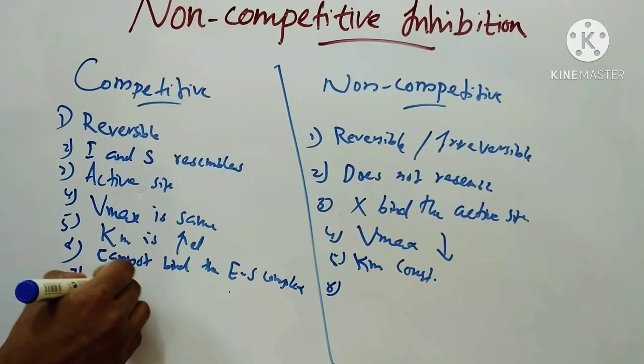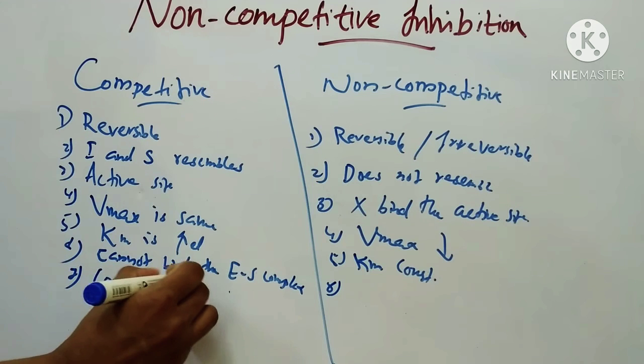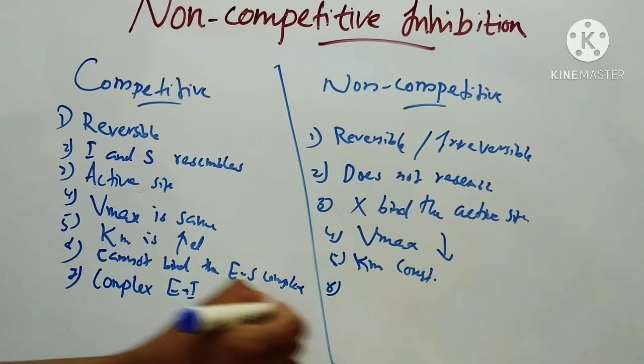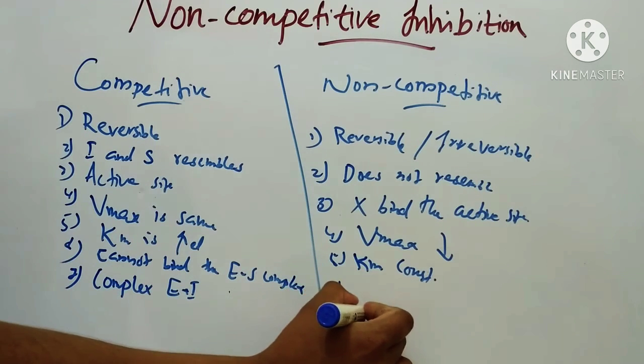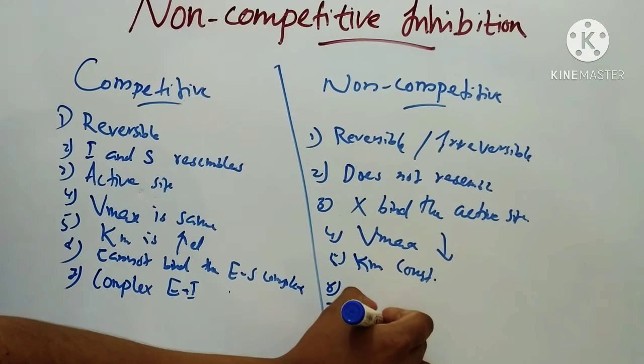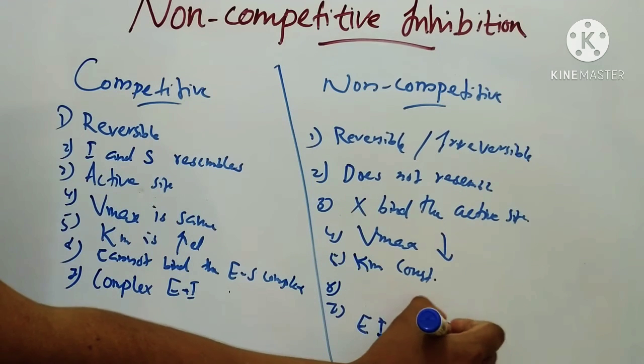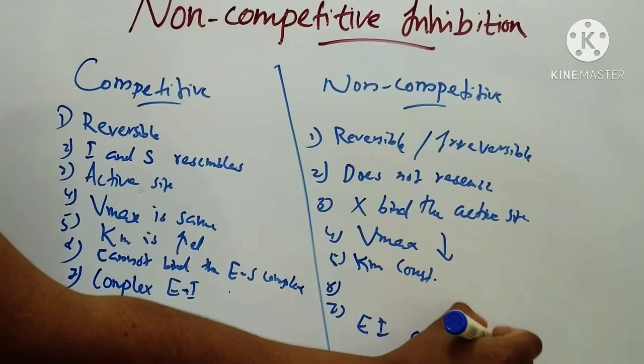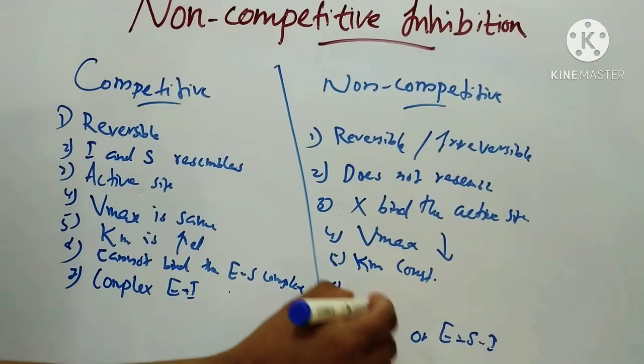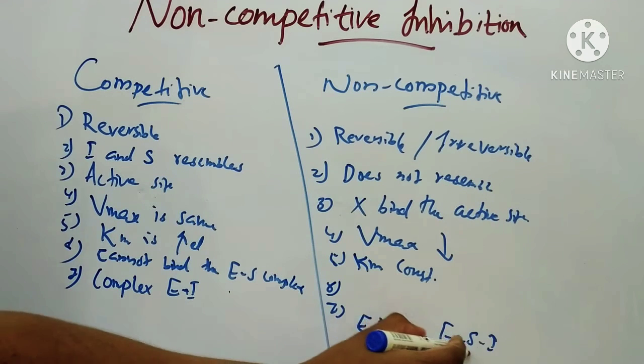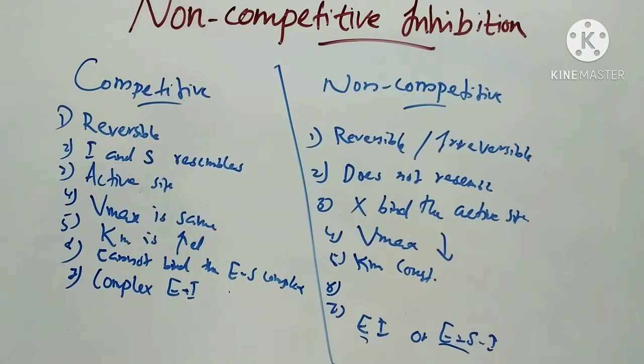Here the complex formed in competitive inhibition is enzyme inhibitor. In non-competitive inhibition it is enzyme inhibitor or enzyme substrate inhibitor, because the inhibitor can bind to both the enzyme and the enzyme substrate complex. So enzyme inhibitor and enzyme substrate inhibitor are formed.